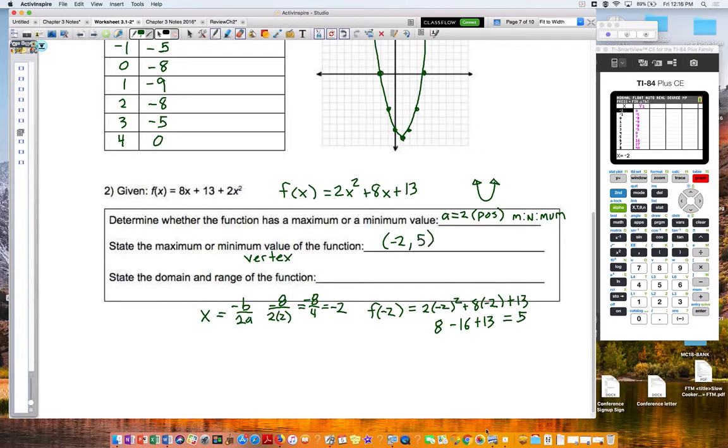So now it says state the domain and range of this function. So remember the domain for our function. I'm going to use the top here, domain. Remember, for all quadratics, parabolas, our domain always goes from negative infinity to positive infinity.